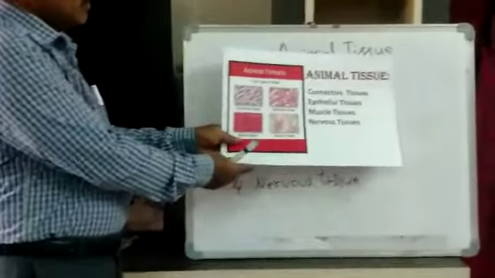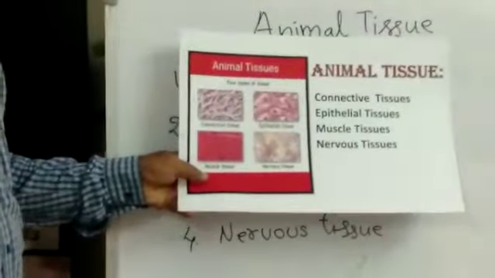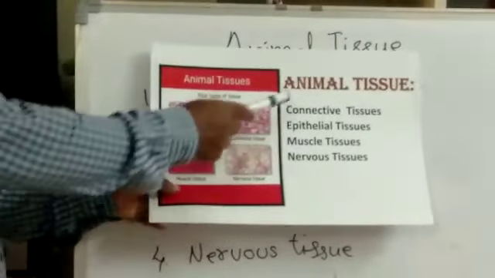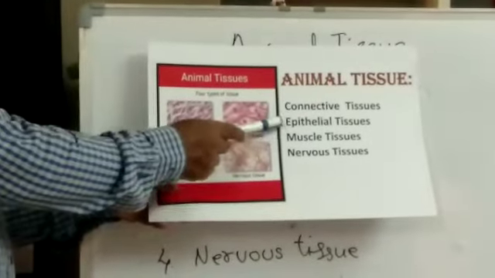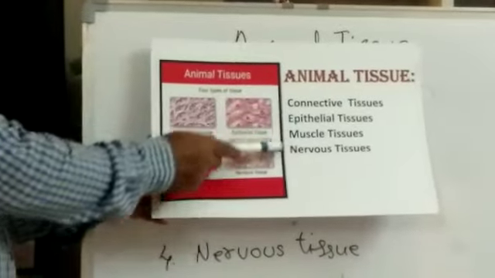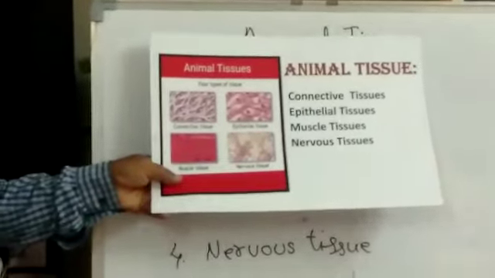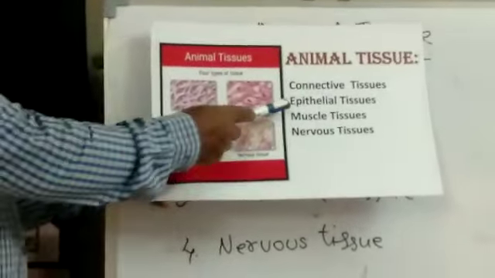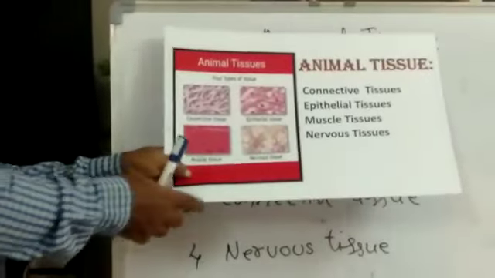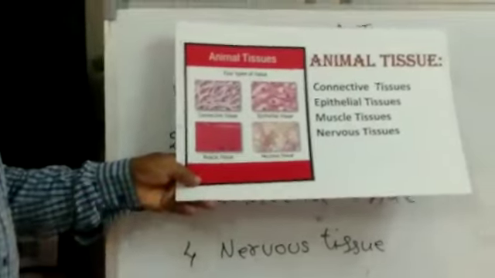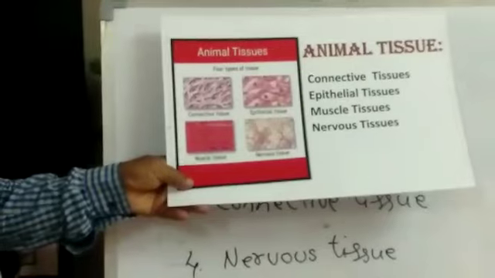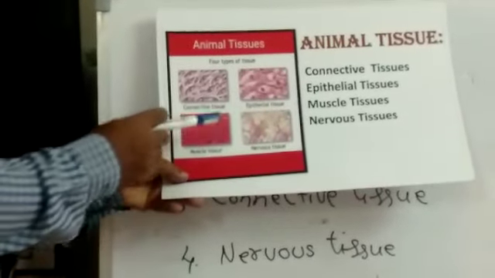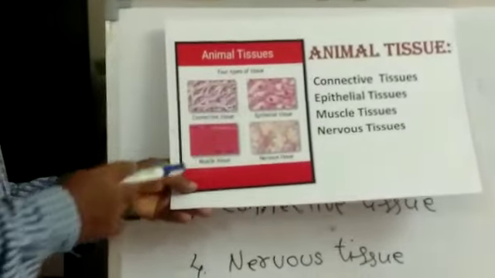Here you can see 4 different types of animal tissues: epithelial tissue, muscular tissue, connective tissue and nervous tissue. Here the order is different, but we will be going in this order. First, epithelial tissue. Also there are some pictures. How do cells in each tissue look like? This is epithelium, epithelial tissue.